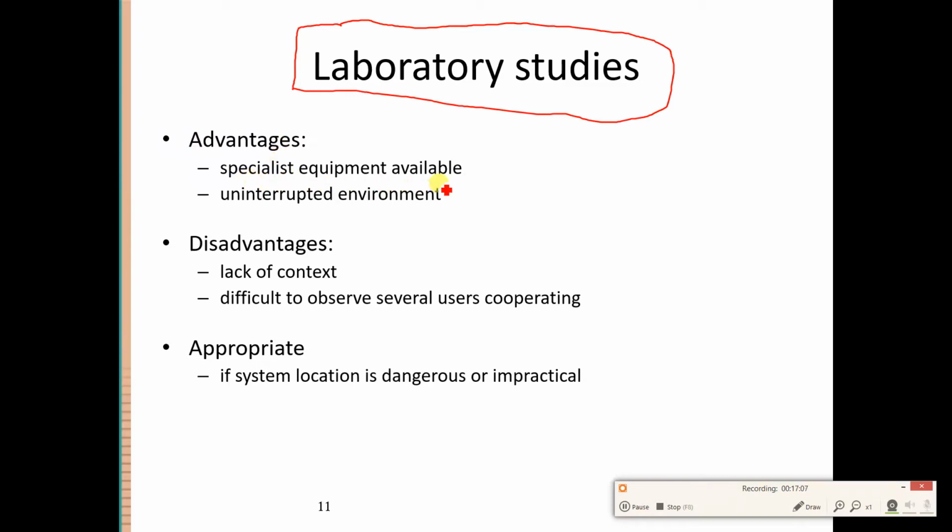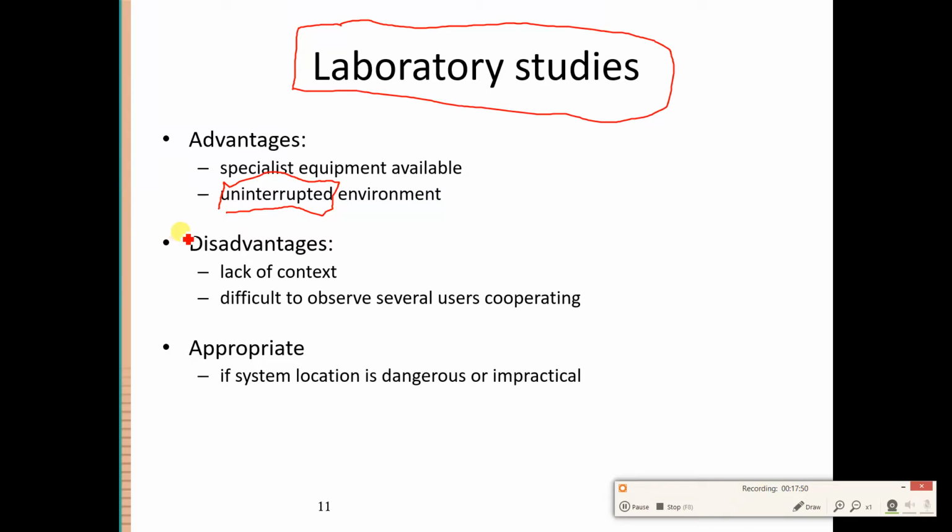Specialist equipment is available. We might use some equipment which might not be available in the actual place where the system is going to be used. It might be expensive or need some special things to use. So this is the advantage, that in a laboratory we can use this equipment to test the system. The second advantage of the laboratory study is that it is an uninterrupted environment. Uninterrupted means that there is no disturbance. We can perform the evaluation without disturbance. There is no noise, people are not walking around in the laboratory, they are just sitting and working calmly. So here they can perform the evaluation in a much more comfortable environment.